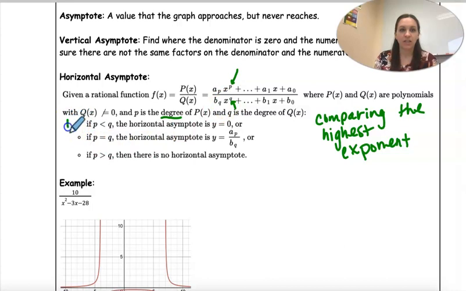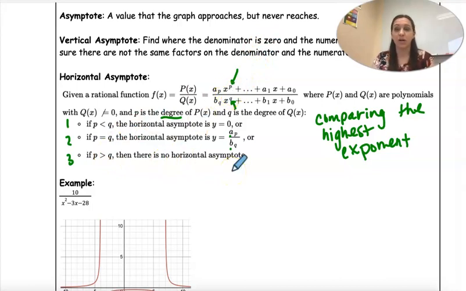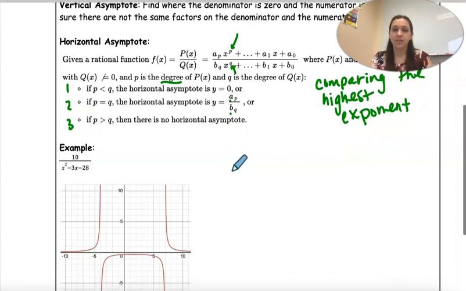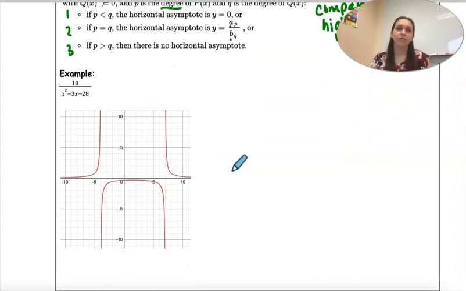And then we have three scenarios. If p, the numerator degree, is less than the denominator, there's a horizontal asymptote at y equals 0. If they're equal to each other, the horizontal asymptote is a over b. These are the coefficients. If p is greater than q, so a higher degree on the numerator, then there's just no asymptote at all horizontally. We'll look at some examples of those as we go through. But these rules you're going to want to know.